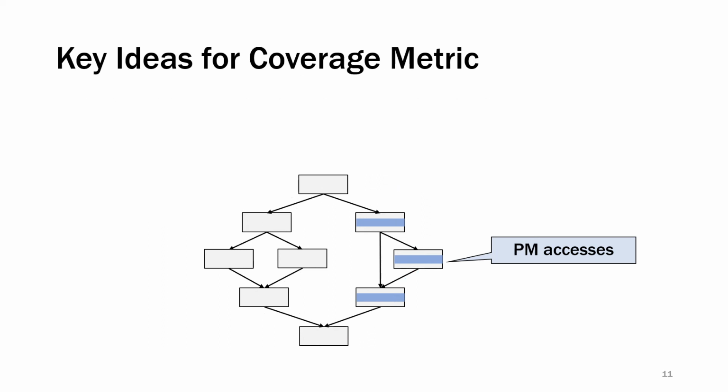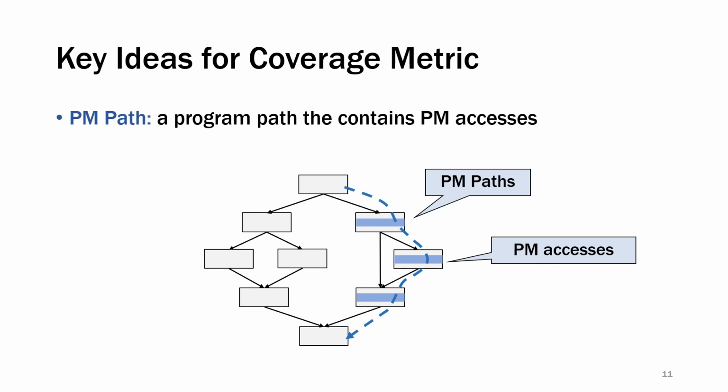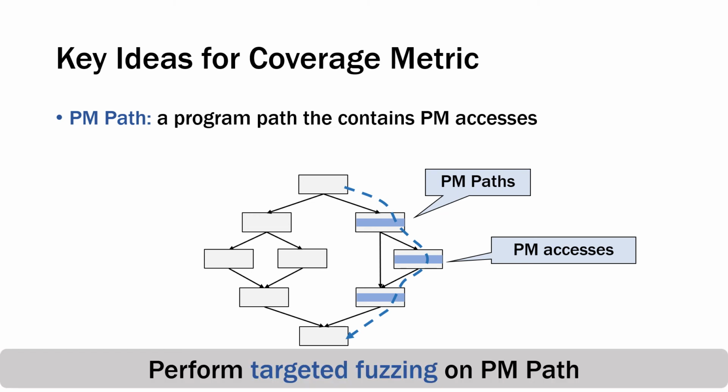Here is our key idea to achieve better coverage. We introduce another type of path, PM path, a program path that contains PM accesses. By performing targeted fuzzing on PM paths, we can achieve better efficiency.